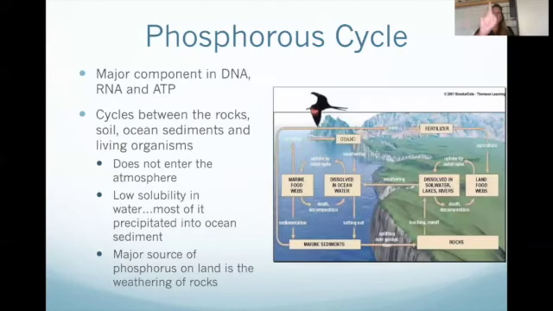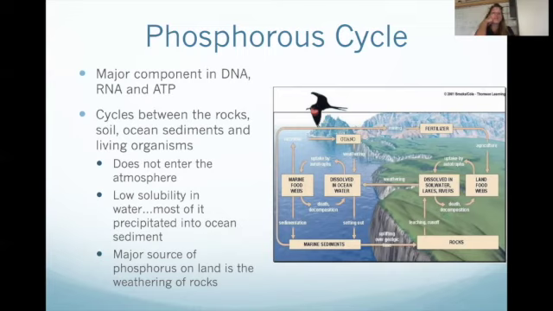Phosphorus cycle is always a test question, and here is the test question for the phosphorus cycle. Name which cycle does not go through the atmosphere. Phosphorus cycle is our only cycle that we're going to talk about today that does not cycle through the atmosphere. It's a major component in DNA, RNA, ATP, so we need it. And it cycles between the rocks, the soil, the ocean, the sediments, and living organisms.